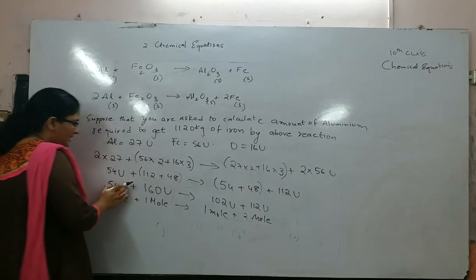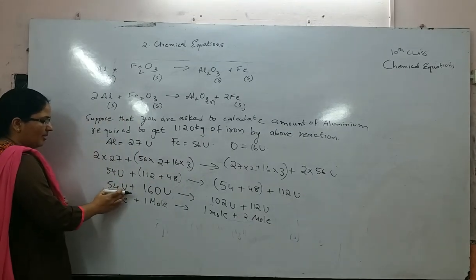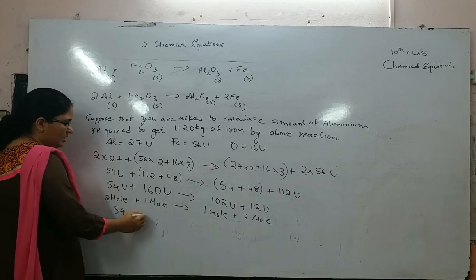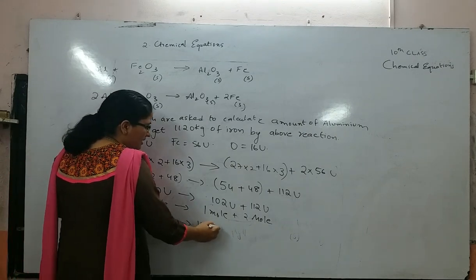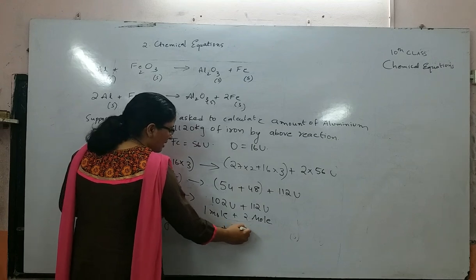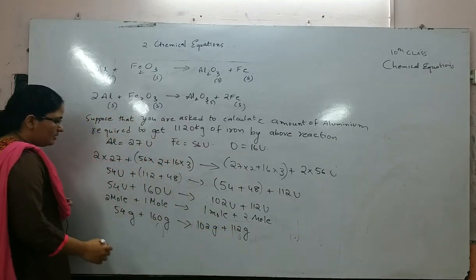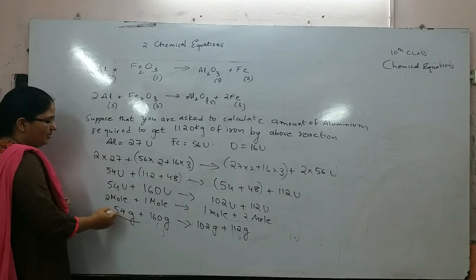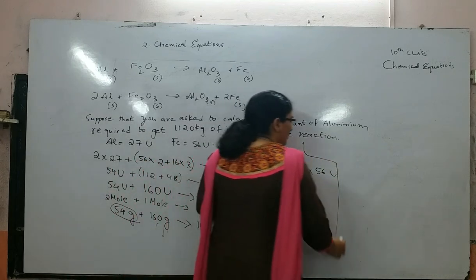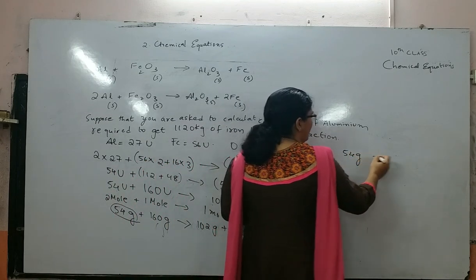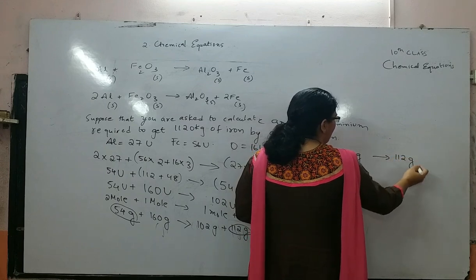Now let us convert this into grams. If you are taking the mole number of these atoms, you have to write G in the place of U. That is, you get 54 grams plus 160 grams giving rise to 102 grams plus 112 grams. So here for 54 grams of aluminium you are getting 112 grams of iron.